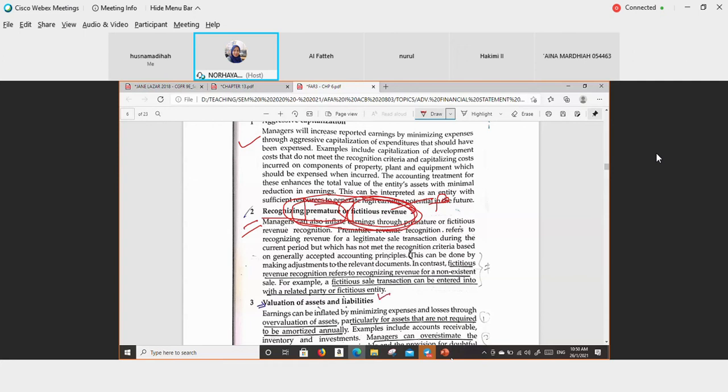So dia reka sales document untuk sales tu yang palsu. Okay? Kenapa dia reka? Sebab the accounts will be audited. Okay, if they have the document in the first place, so auditor would say it is a sales. Dia recognize as sales, so tak salah lah. Okay, tapi sebenarnya sales tu dia tak wujud. Itu ialah premature or fictitious revenue.